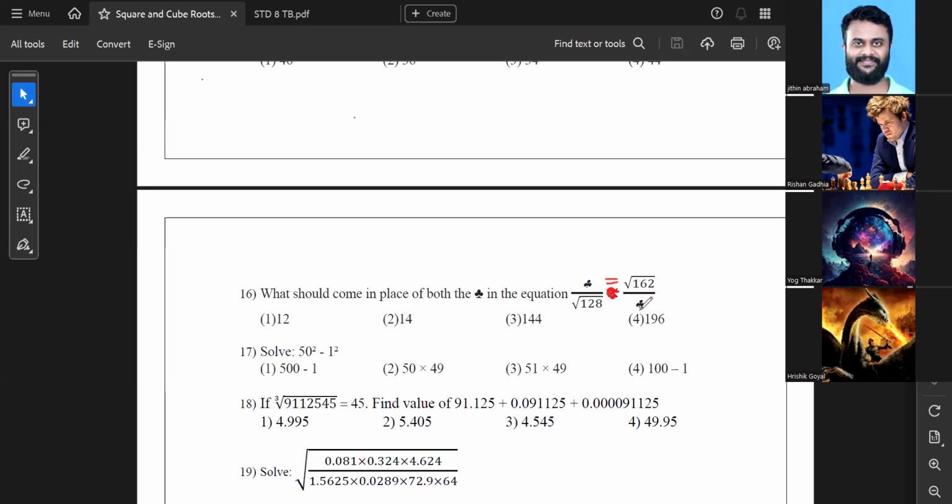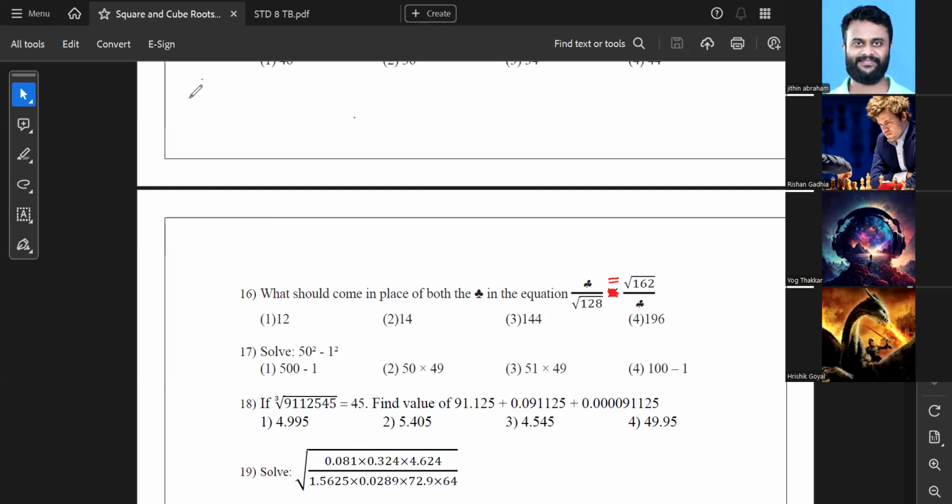Probably this should have been an equal to symbol, because if this is multiplication, the problem is that clover and clover will cancel each other, so it doesn't make any sense. So maybe this is an equal to symbol. Obviously this is a wrong question, but let us try with an equal to symbol. Let's see if it is working out.